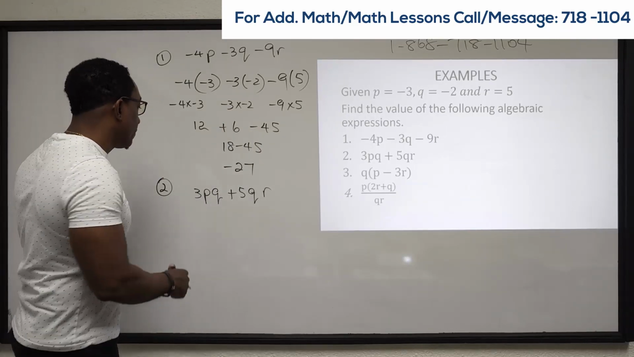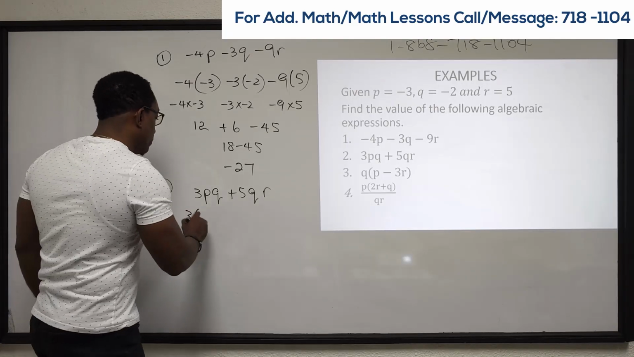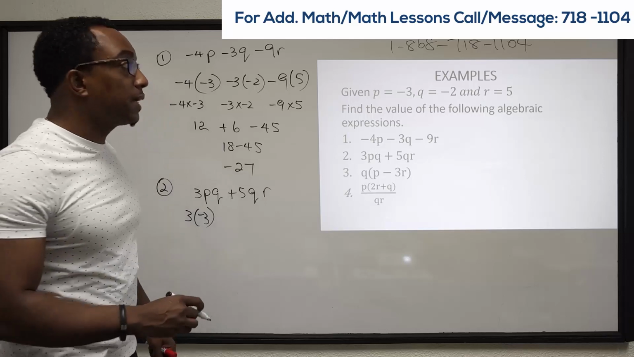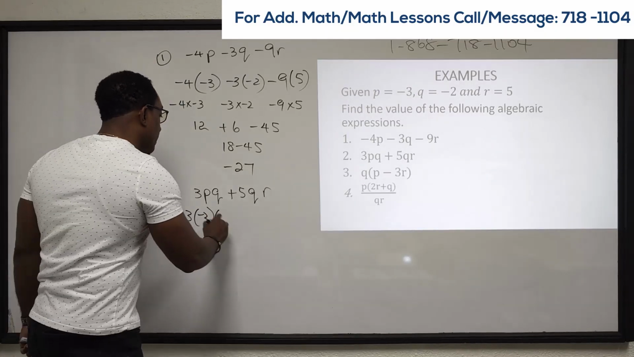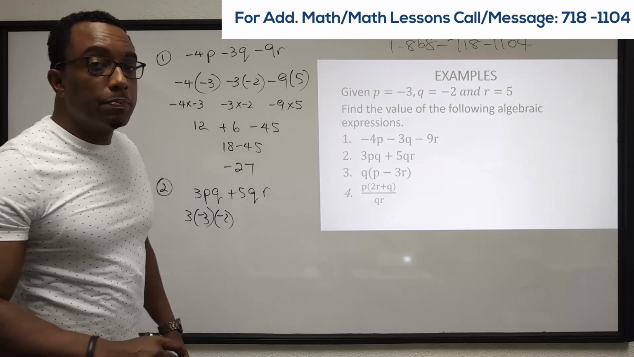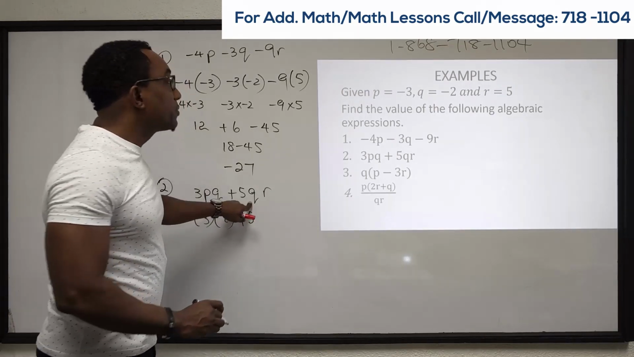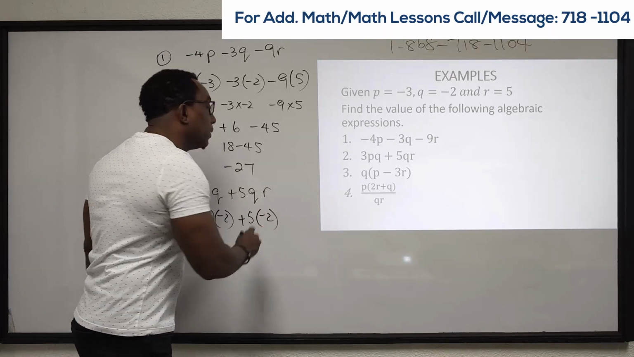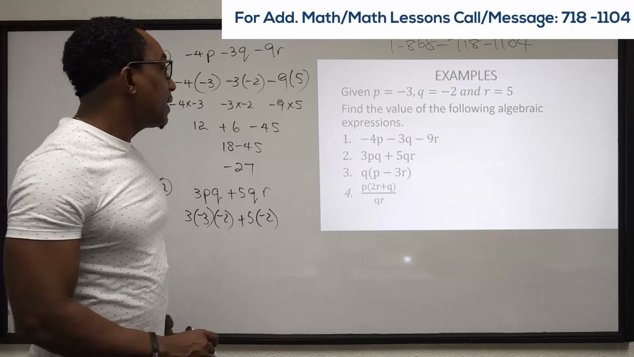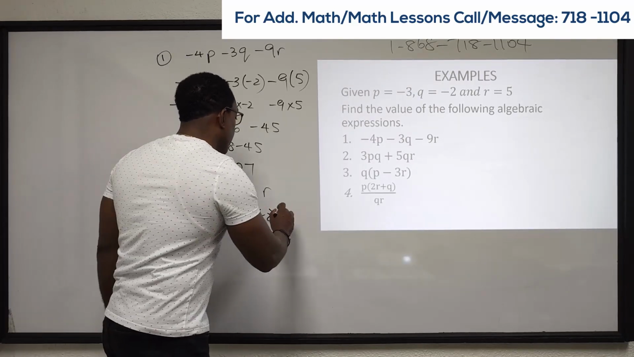So this will be 3. I'm replacing P with negative 3, so I make sure negative 3 is placed within brackets. I'm replacing Q with negative 2, so I make sure negative 2 is placed within brackets. This is plus 5. I'm replacing Q with negative 2, so I make sure negative 2 is placed within brackets. And I'm replacing R with 5, so I make sure 5 is within brackets.